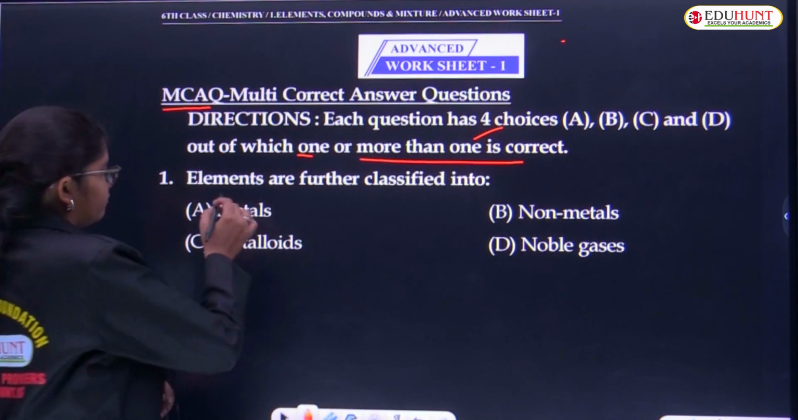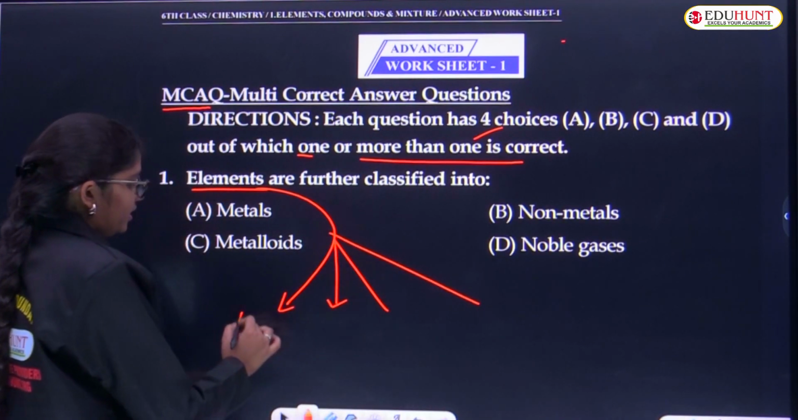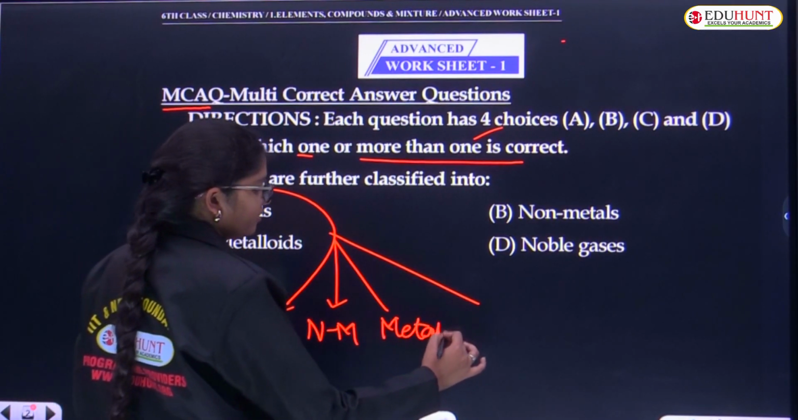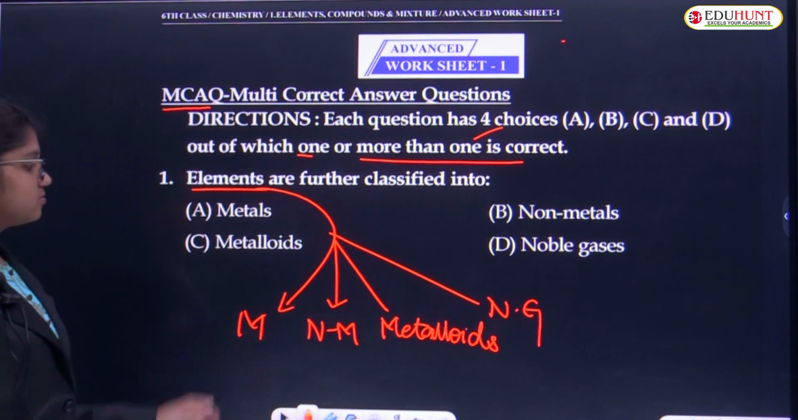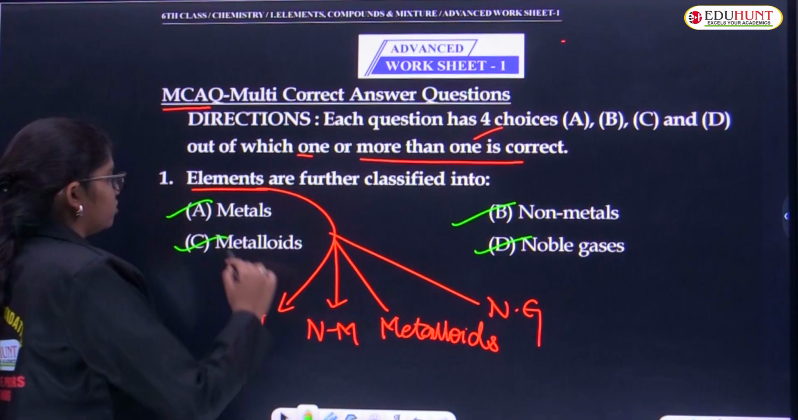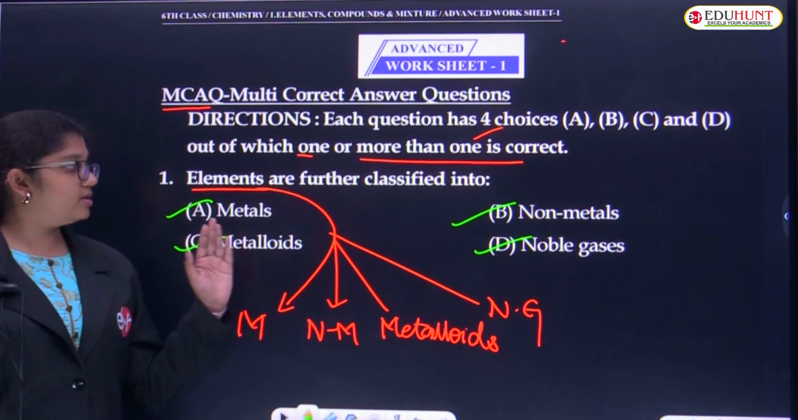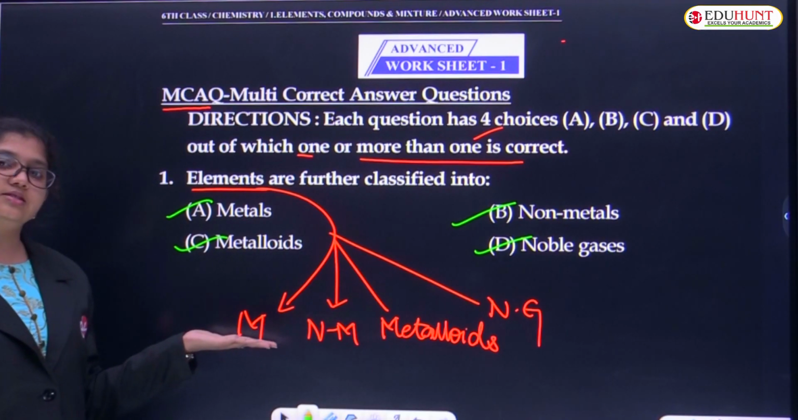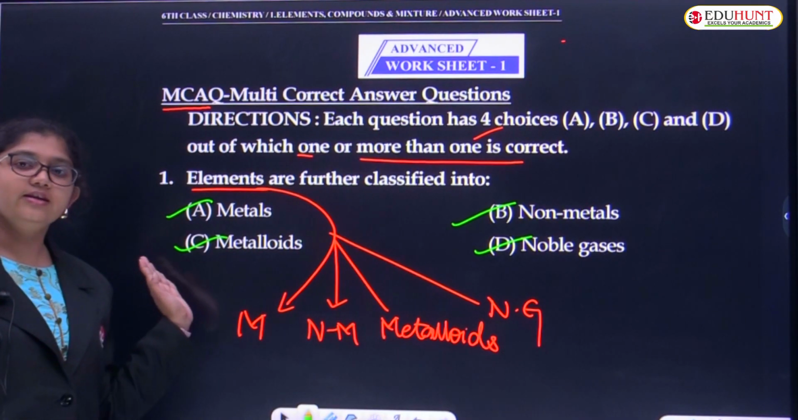Tell me what is the right answer. We know elements are classified further into how many groups? 4. What are they? Namely metals, non-metals, metalloids and, last, noble gases. Very good. So the right options are A, B, C, D, like all the 4 are right options, okay? Did you understand the question, children? Elements are further classified into. The classification of elements they're asking us. So divided into 4 types: first, metals, non-metals, metalloids and noble gases. So all the 4 options here are correct, okay?